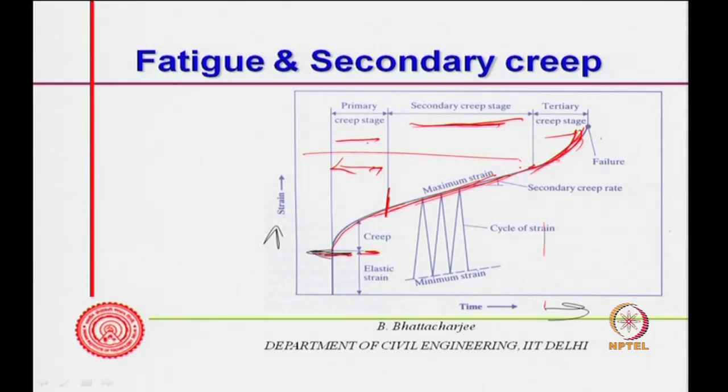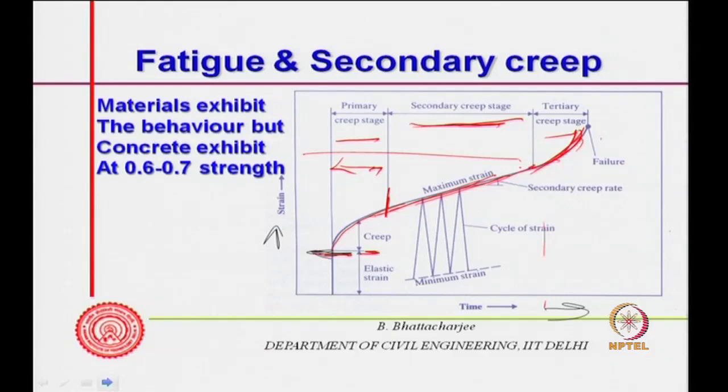And concrete also shows this behavior at about 0.6 to 0.7, or 60 to 70% of the strength. So, therefore, you know where to operate, that is one thing. So, primary and secondary creep and tertiary creep, that is how we distinguish. Concrete also exhibits this around 60% to 70% of the strength.